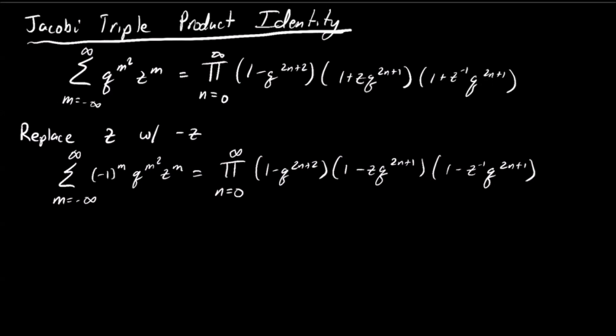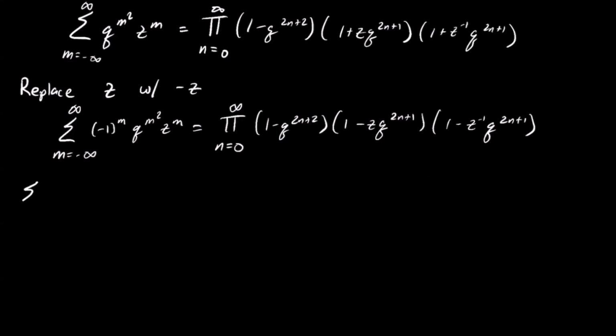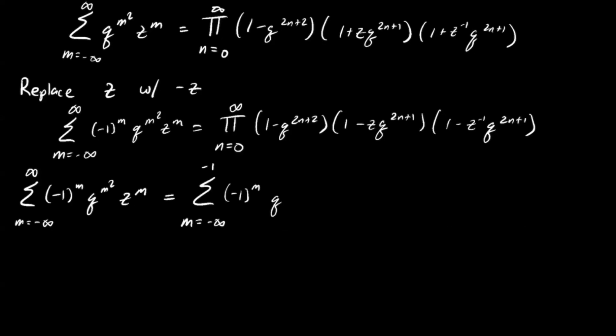So first, let's look at this right-hand side. I'm going to take this right-hand side, this -1 to the m, q to the m squared, z to the m, as m goes from -infinity to infinity, and I'll rewrite it in the following way. This is the sum, m goes from -infinity to -1, of -1 to the m, q to the m squared, z to the m, plus 1, that's our m equal to 0 term, plus the sum, m goes from 1 to infinity, of -1 to the m, q to the m squared, z to the m.